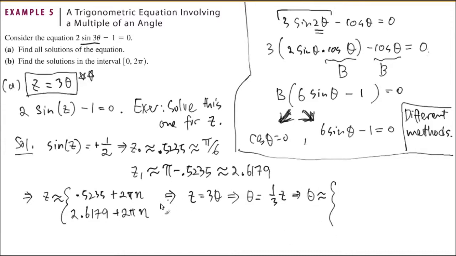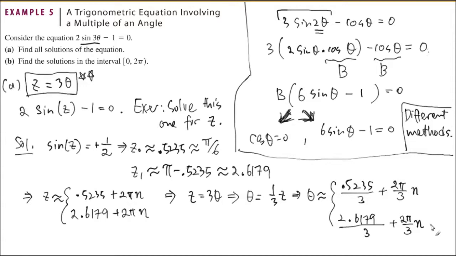simply everything divided by 3, right? So it's 0.5235 divided by 3 plus, this one is usually written like this, 2 pi divided by 3 times integer n. N is not divided by 3 again. That was one term. That 3 appears only one time in each term. And the other one is 2.6179 divided by 3 plus 2 pi divided by 3 times n. This n is a parameter just like this.